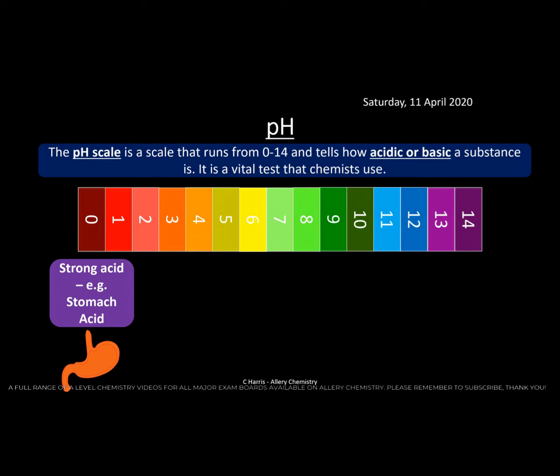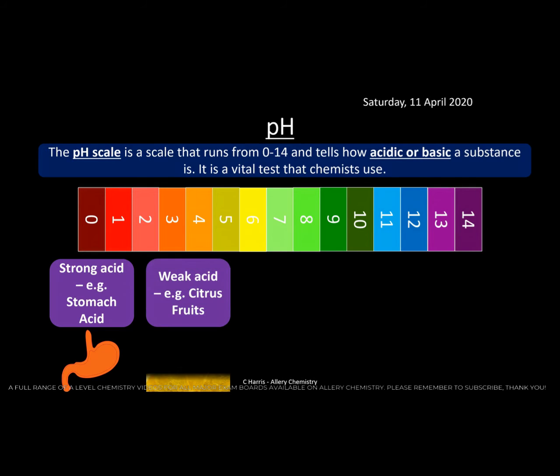So we start at the far end, 0. So 0 or 1, stomach acid is classed as a strong acid. It's hydrochloric acid in the stomach, and it's purely there to allow enzymes in your stomach to do their job. So remember, if you've done biology, it isn't the acid that actually breaks down the food, it's enzymes. But these enzymes prefer acidic conditions, so that's why the stomach acid is in there.